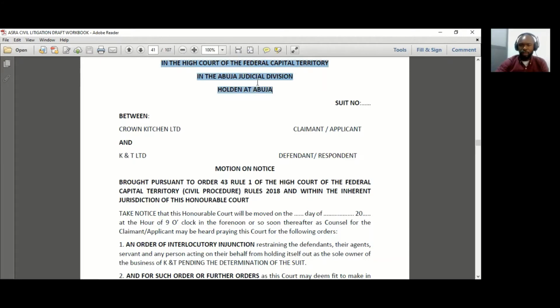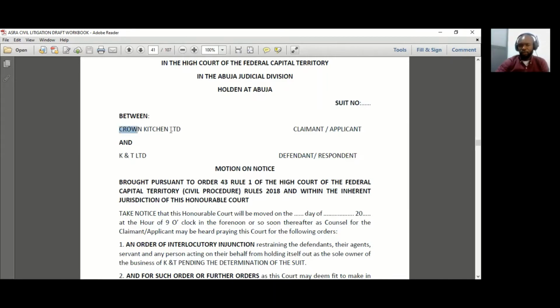Now, of course, the Judicial Division and holding would always be the same place, the same location. All right. The High Court, of course, would be the state where that court is situated. So in your civil litigation questions, that would always be Lagos State or the Federal Capital Territory. Now, the next we have is the suit number to the right. To the right extreme underneath the heading, we have the suit number. And then we have the parties between.